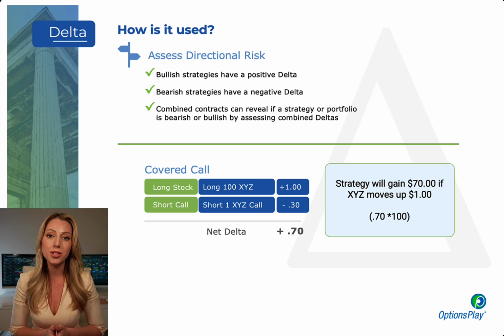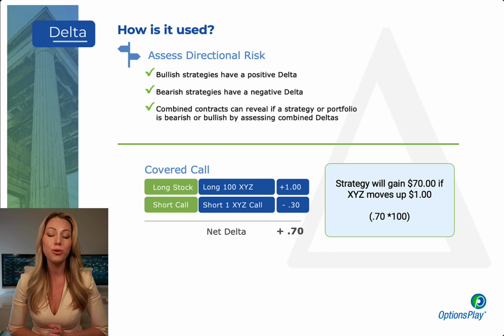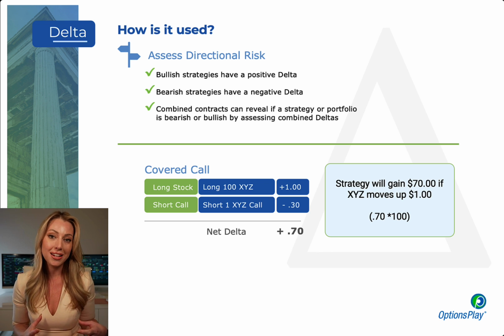For example, a covered call. If you own 100 shares of an underlying security, that represents a delta of 1. And if we sell a call against it, for example, at a 0.3 delta, we reduce our net delta to 0.7. So now we still have a bullish directional bias, but we've reduced our directional exposure, which makes sense because we're capping our upwards potential when we sell a covered call.